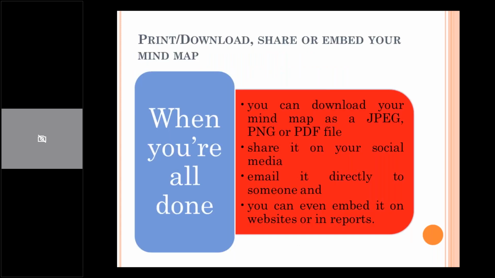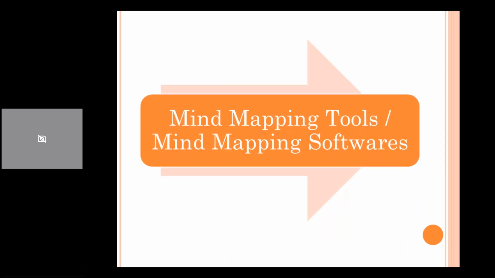So once your mind map is ready, what you can do is that you can download the mind map if you are using a software. You can download it either as an image file or a PDF file. You can share it maybe with WhatsApp or Facebook or Instagram or LinkedIn. If you want, you can even email this to a set of students or your friends. And if you're having a personal blog or a website, even this mind map can be embedded into your blog or a website. Good. And what are the different tools?